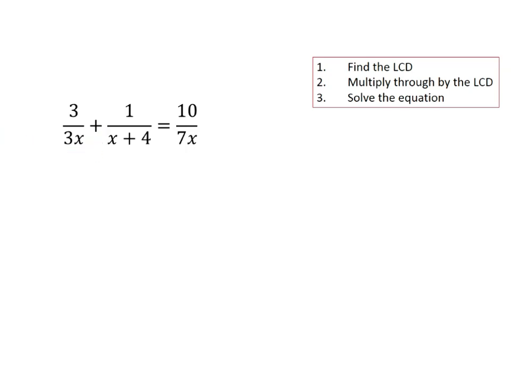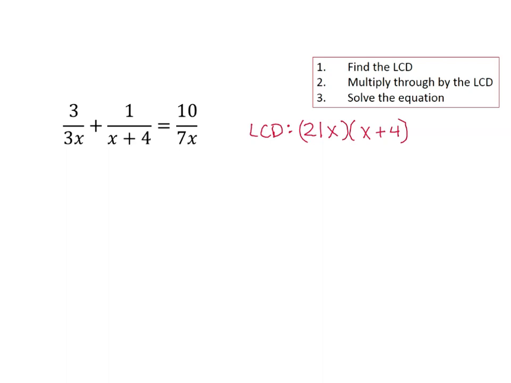So my LCD is going to be 21x times x plus 4. That way, this term can divide into this denominator, this term can divide into this denominator, and this term can divide into this denominator. So the second step is to multiply through by the LCD.